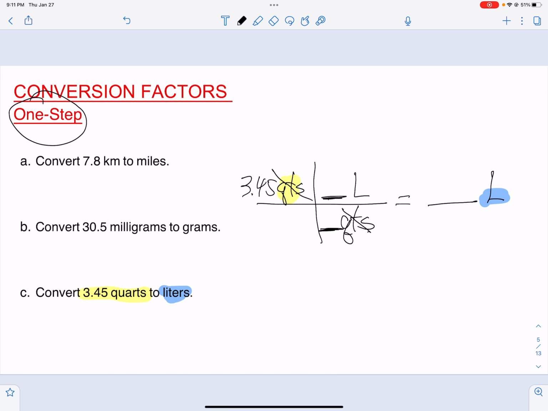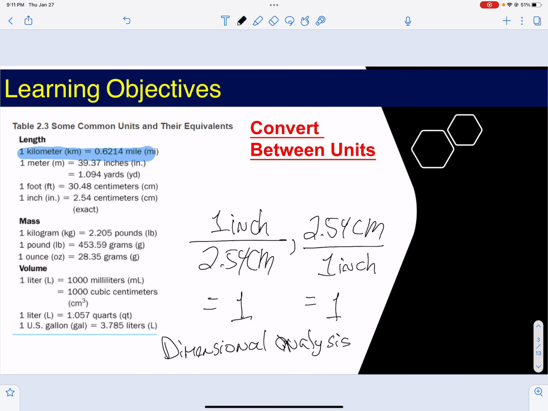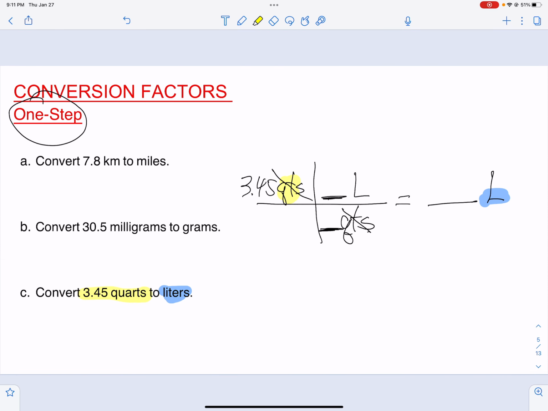Once more, back to the table, liters and quarts. So I'm looking for volume, liters and quarts, and that's going to be right there. So 1 liter, 1.057 quarts. 1.057 equals 1 liter. And that's it. That's the setup for that. 3.45 times 1, everything on top first, divided by 1.057. Put it on your calculator, and that's what goes right in there.